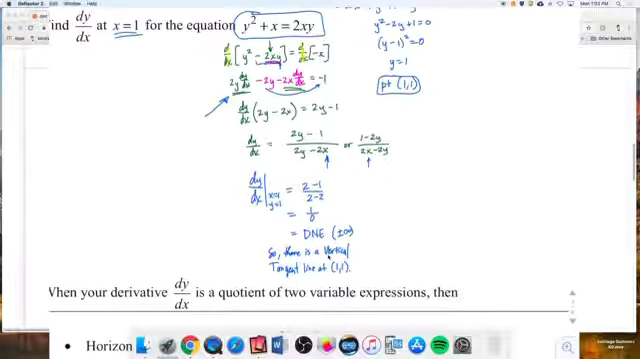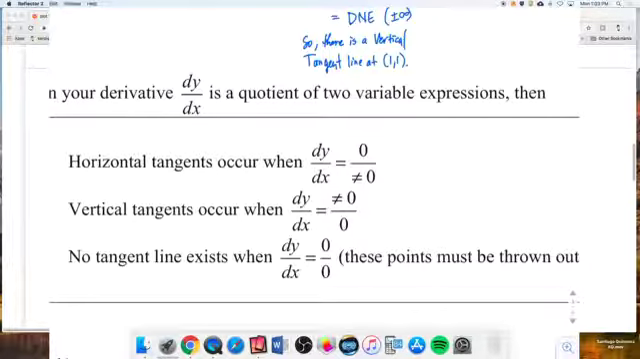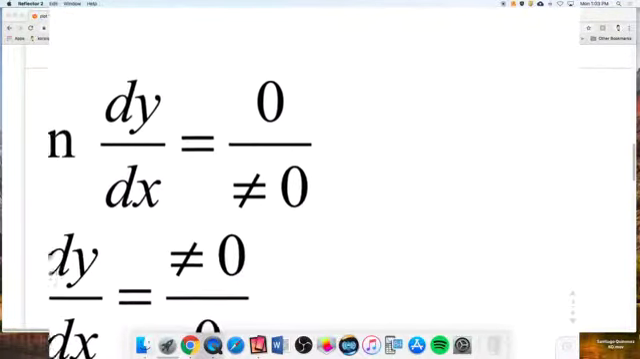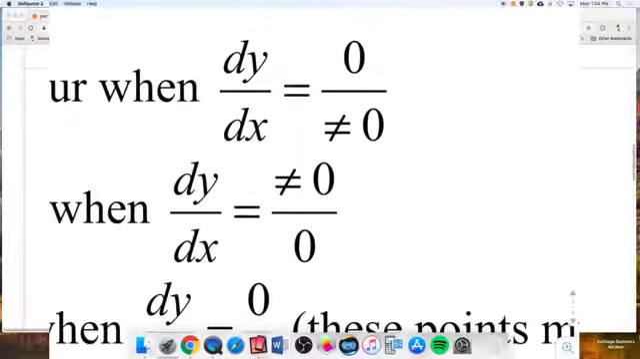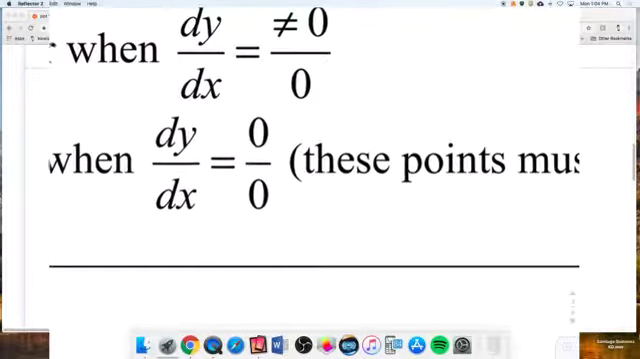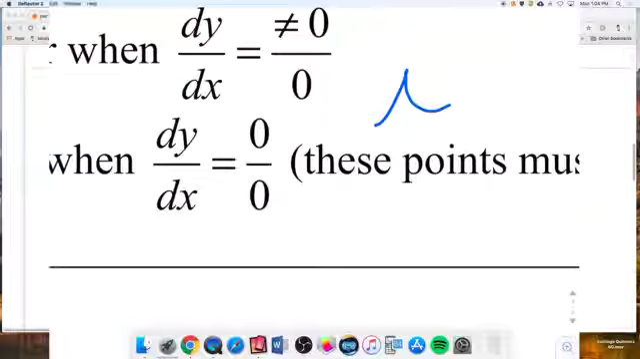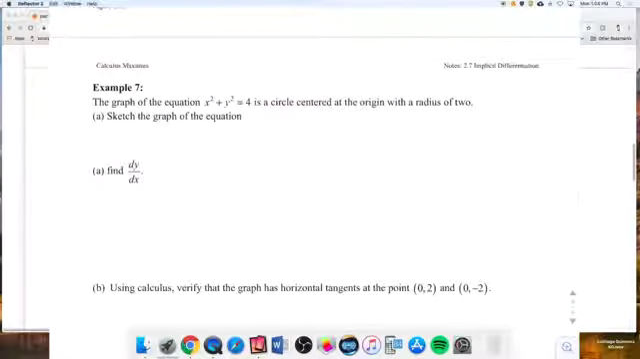Just remember, if it has a y in it, you're going to take the derivative like you normally would, and then you're going to plug in a dy/dx factor afterwards, okay? It's the chain rule. Okay, so when your derivative dy/dx is a quotient of two variable expressions, you're going to get horizontal tangents when only the numerator is zero. You're going to get vertical tangents, as we just saw, when only the denominator is zero. If you get 0 over 0, you throw those points out. Those are going to be cusps. And whether it's a cusp as a function of x or a cusp as a function of y, the derivative there does not exist. Okay? So vertical tangents are only when the denominator is zero. Horizontal tangents are only when the numerator is zero. Okay? So let's try it out.